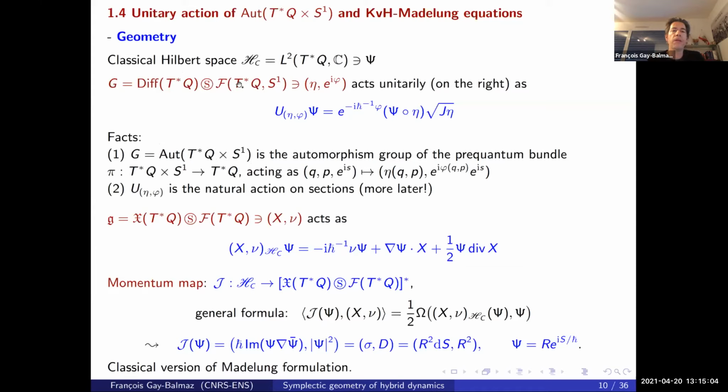This happens to be a semi-direct product, which naturally acts in a unitary way on classical wave functions this way. So you compose on the right by the diffeomorphism on the phase space, multiply by the square root of the Jacobian, and you multiply on the left, simply as a complex number, by this phase, which is a function from T*Q to S1. So you can easily check this is a unitary action.